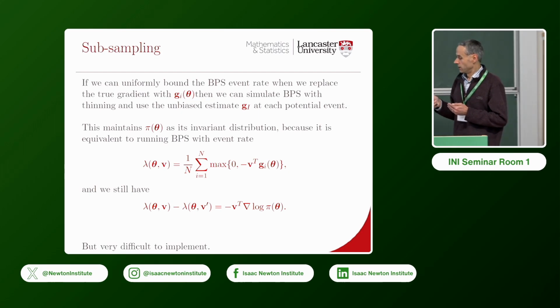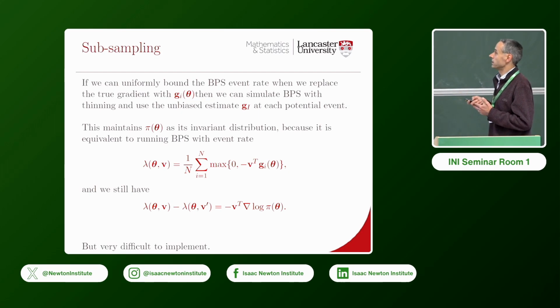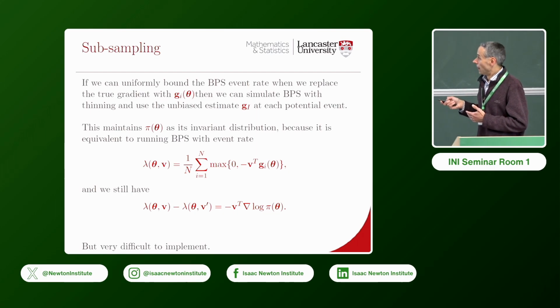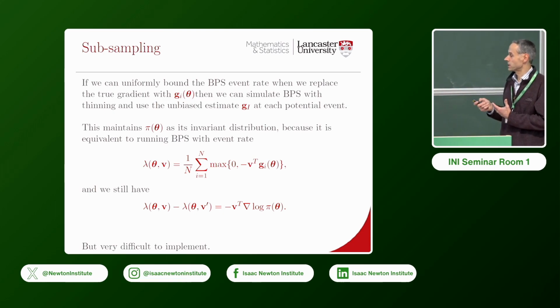Okay, so you can actually work out the rate at which an event is occurring, and it turns out that it's of this form here. The true bouncy particle sampler would have a rate which is the maximum of 0 and the average of these terms, just because the average of our estimates of the gradients is the true gradient, because of the unbiasedness property.